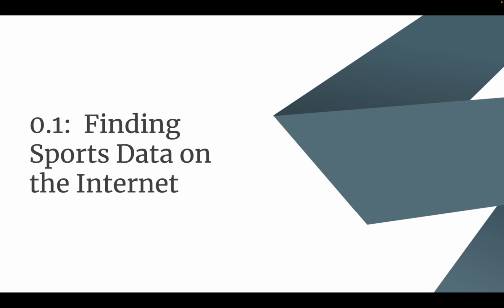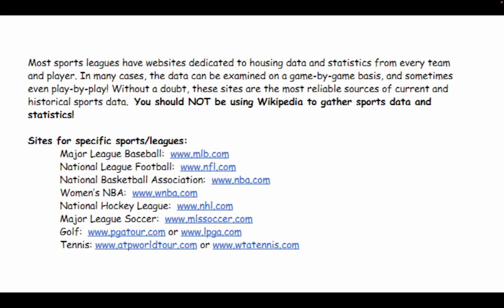Throughout this class, you're going to be required to look up data and statistics regarding different types of sports. And rather than using Google or Wikipedia, we're going to use some of the websites that many sports leagues have that are dedicated to housing data and statistics. The nice thing about these sites is that in many cases, you can break that data down according to a game by game basis, sometimes even play by play.